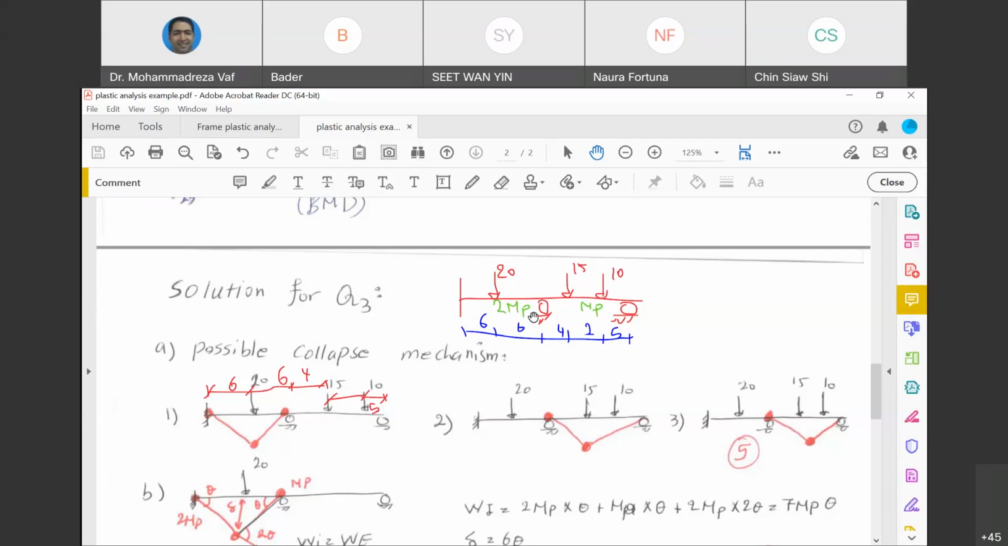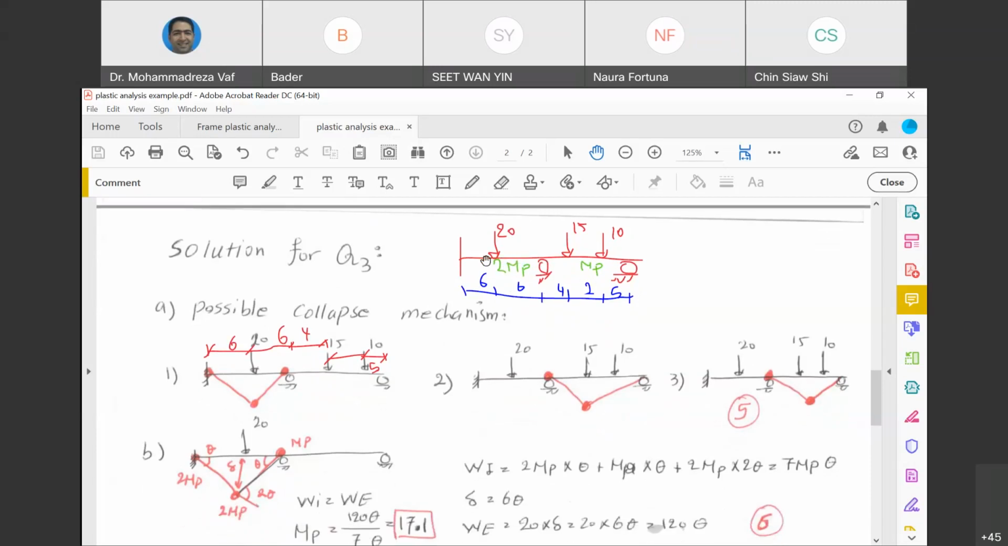Okay, since this is a 2-span beam, what we are going to do is again go and investigate the cases one by one. So for this beam, we have a failure mechanism for the first span and failure mechanisms for the second span that need to be investigated. So the first part of the question is again asking what are the possible failure mechanisms.